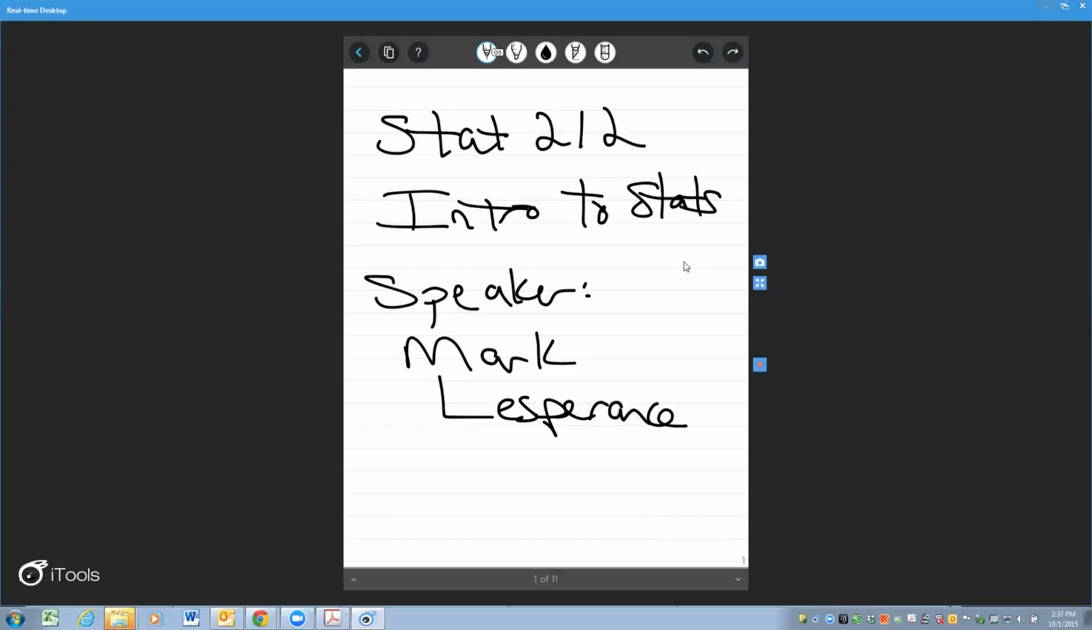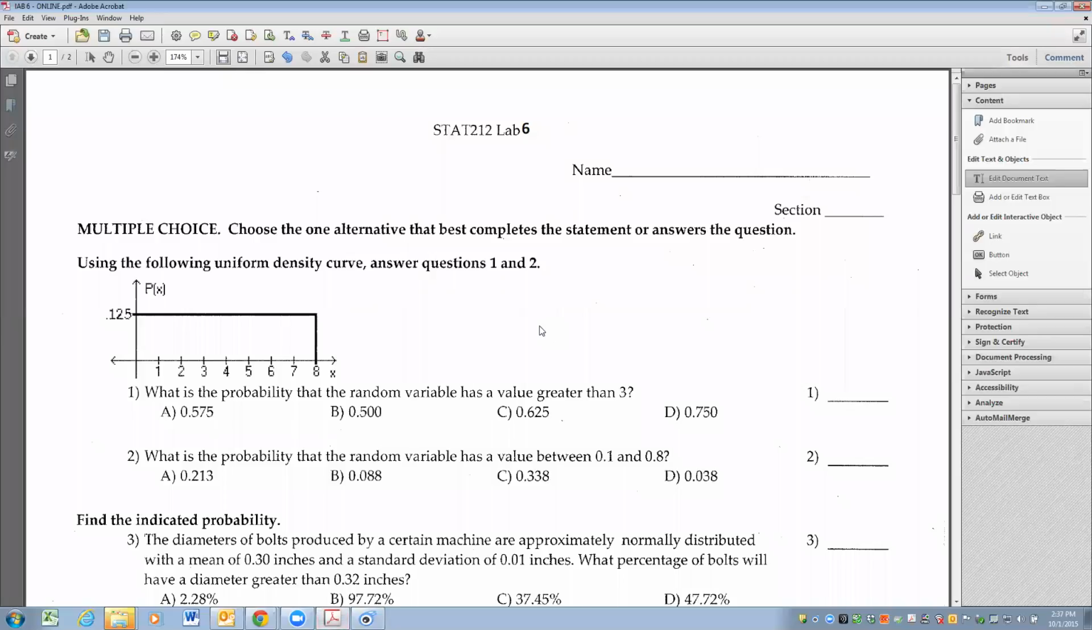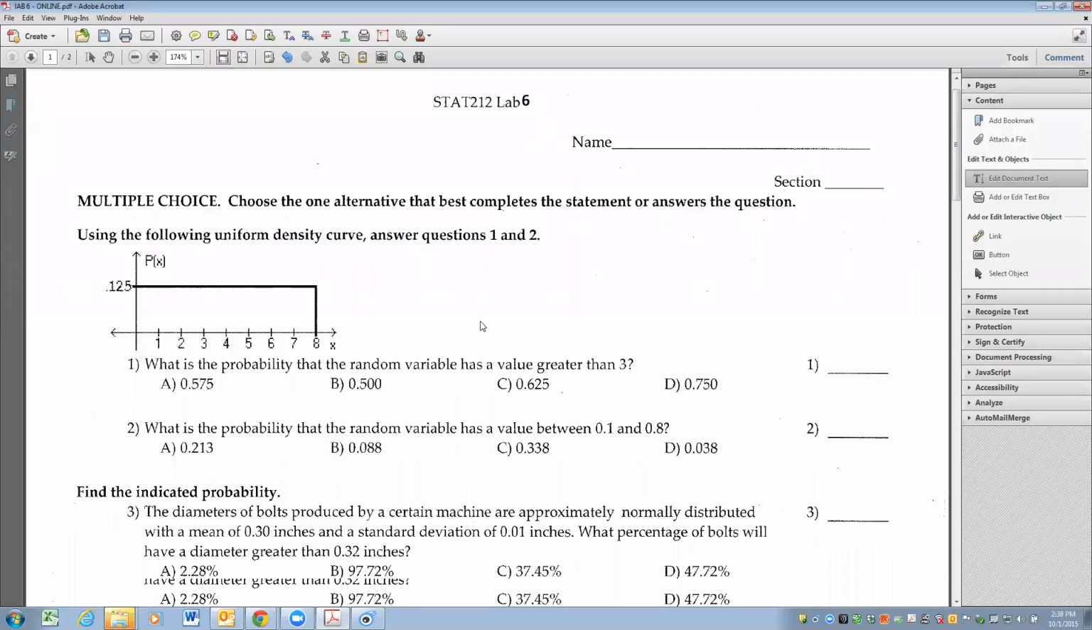Now we're going to go over your lab for the week. And because working with the normal distribution is such an integral part of the remainder of the class, this lab is going to be just more problems on having you work with the normal probability distribution and a few on uniform probability. So you'll be able to pull up the lab. You'll have to print it off, complete it, scan it back in, and upload it into the document.